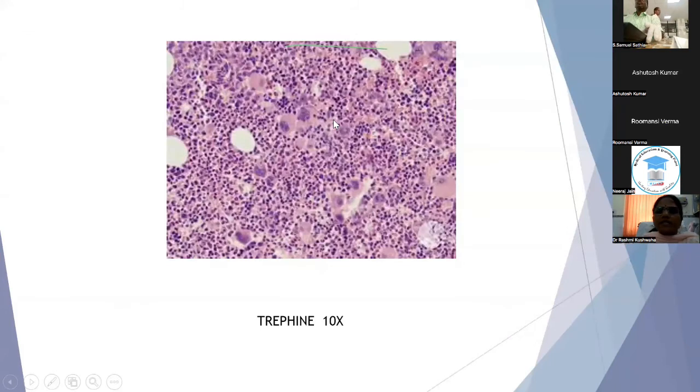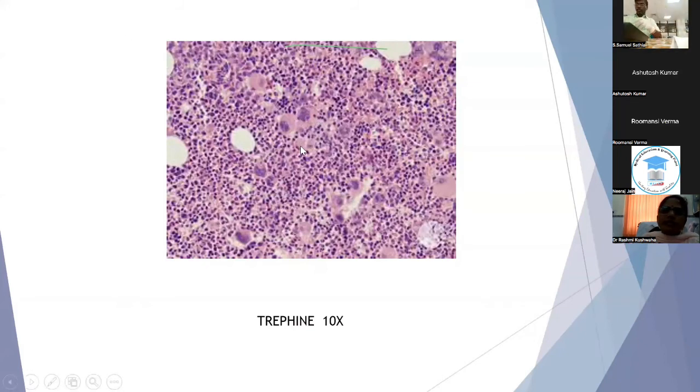This is the Trephine section. The Trephine section is showing an increased number of megakaryocytes here. And these megakaryocytes vary: few of them are looking normal, some are micromegakaryocytes or hypolobated, some are hyperlobated. Plus there is some amount of clustering.